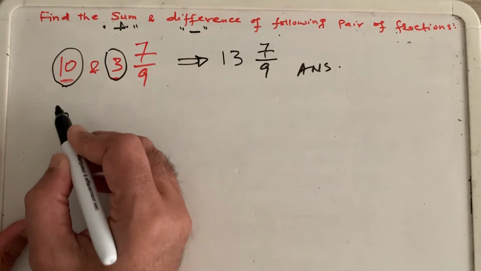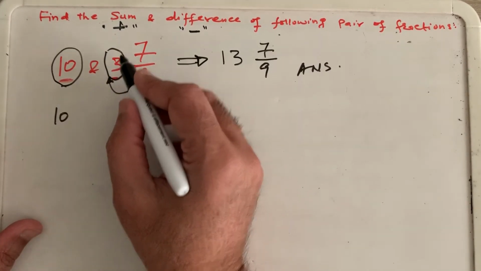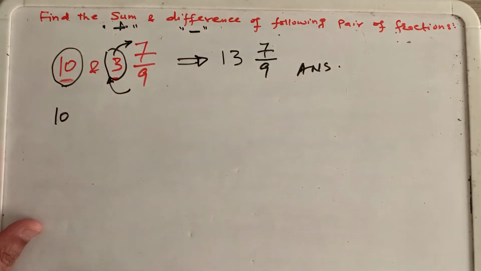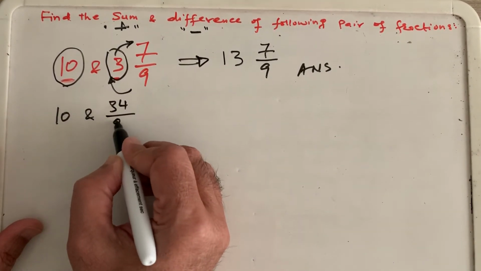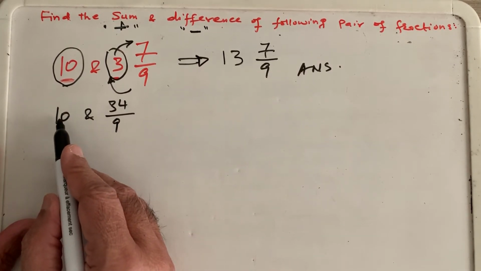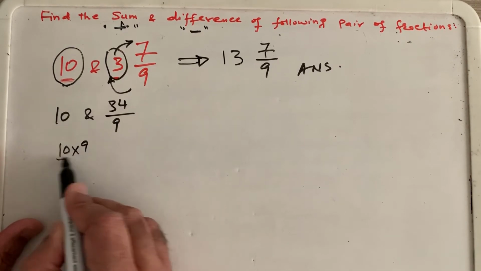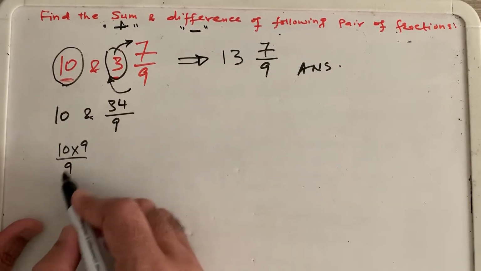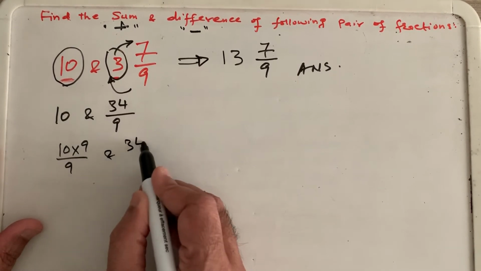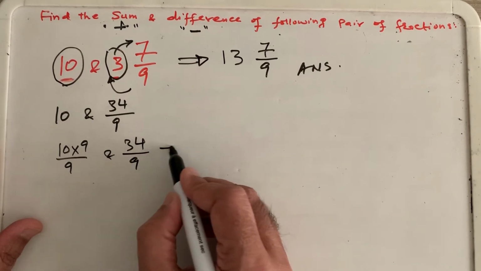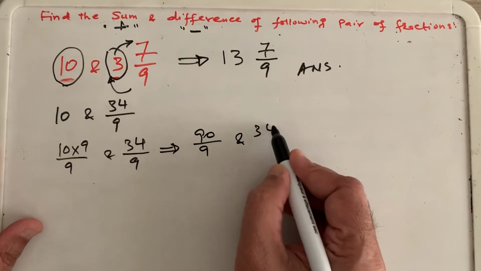So if this is the case, 10, and this you convert, this is the other method, right? 9 times 3 is 27, 27 plus 7, so it's 34, and 34 divided by 9. Now you have to make this 10 by 9. How do you make it 10 by 9? By multiplying both sides with 9, 9 in the numerator, 9 in the denominator. And 34 by 9. So now your fractions are 90 divided by 9 and 34 divided by 9.